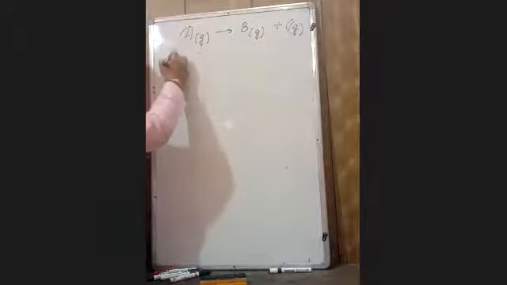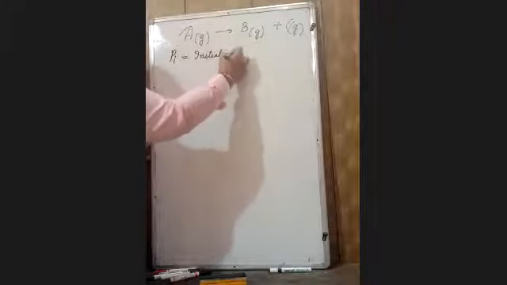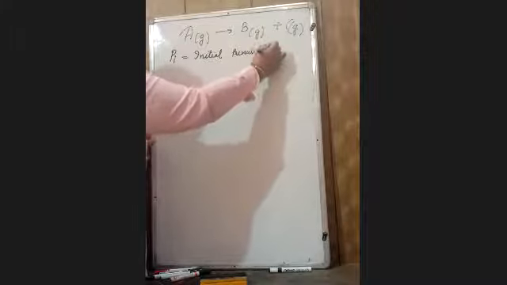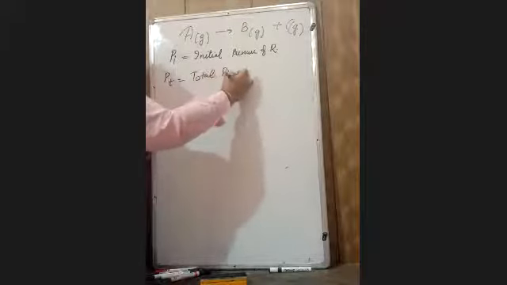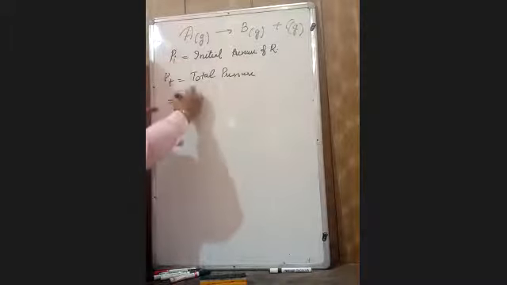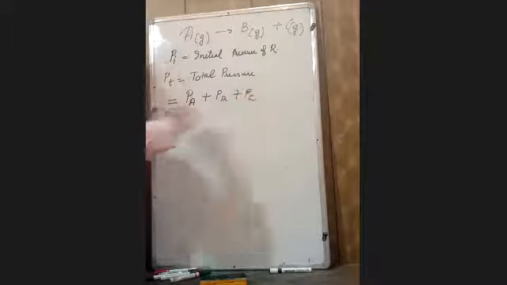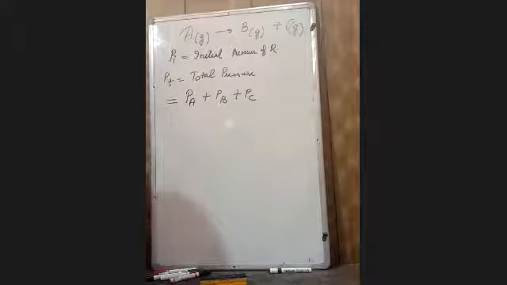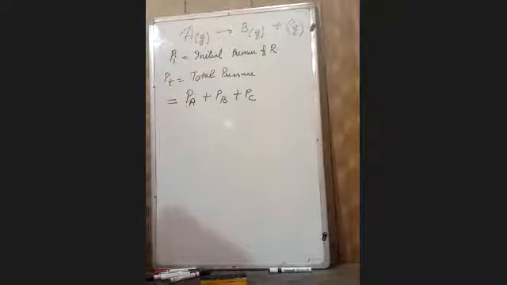Suppose the initial pressure of A is Pi. It is the initial pressure of reactant. Fine, and Pt is the total pressure. Now, according to Dalton's law of partial pressure, the total pressure of a gas mixture is equal to the sum of the individual partial pressures of all the molecules. P total is Pa plus Pb plus Pc in pressure units. Now, suppose Pa, Pb, Pc are the partial pressures of A, B and C respectively.